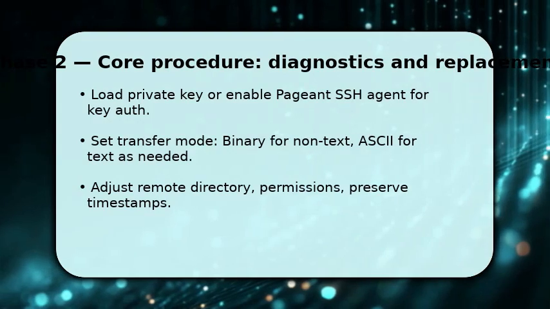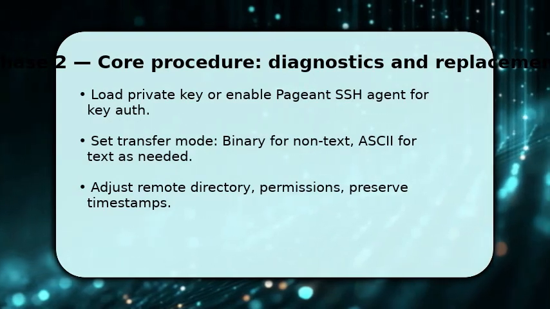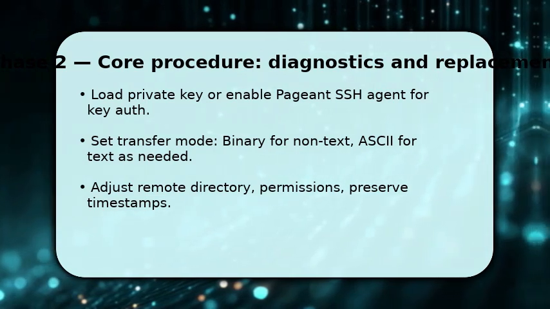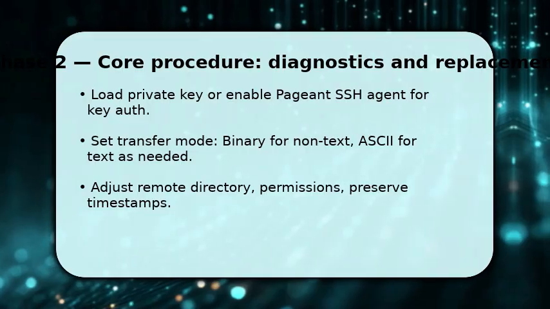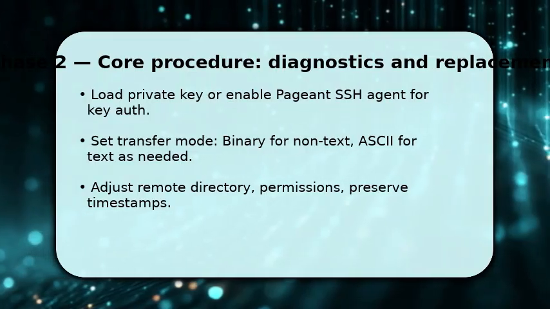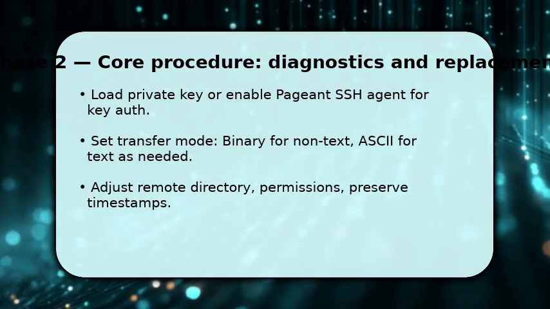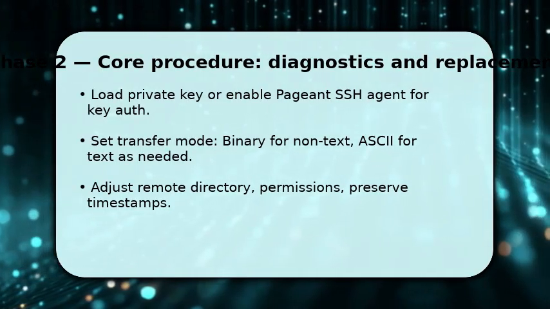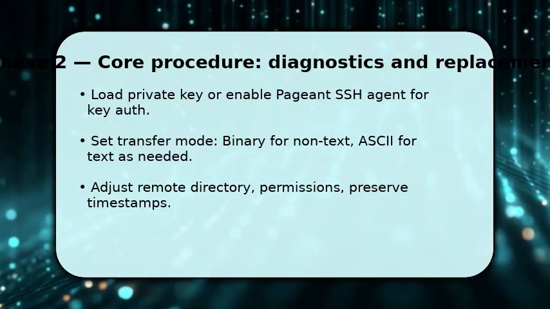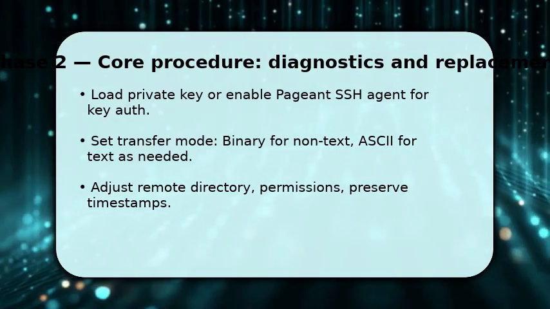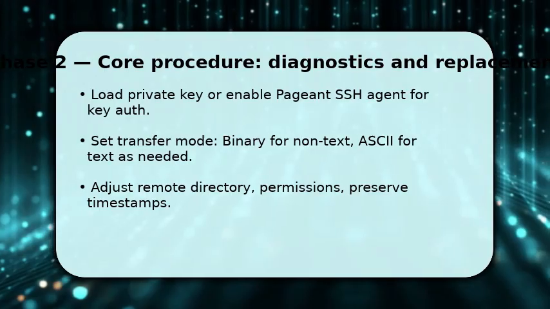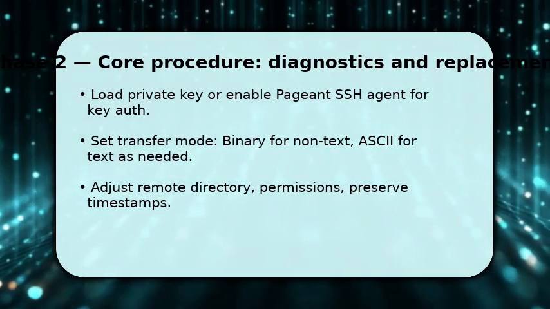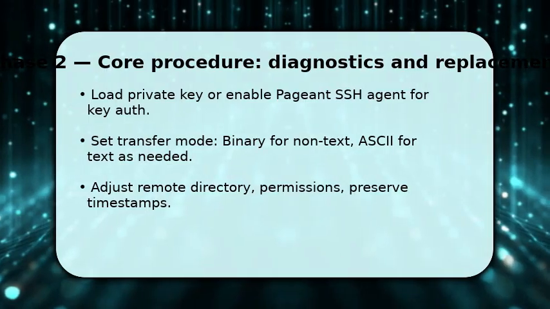Once the basic site is filled, move to advanced settings to fine-tune authentication and transfers. You should load your private key or confirm Pageant is running. That avoids typing passwords repeatedly and supports multi-factor setups. Next, pick transfer mode. Binary for images and executables, ASCII for scripts. You can also enable automatic detection. Make sure remote directory paths are correct and set permissions, or preserve timestamps when moving important files.